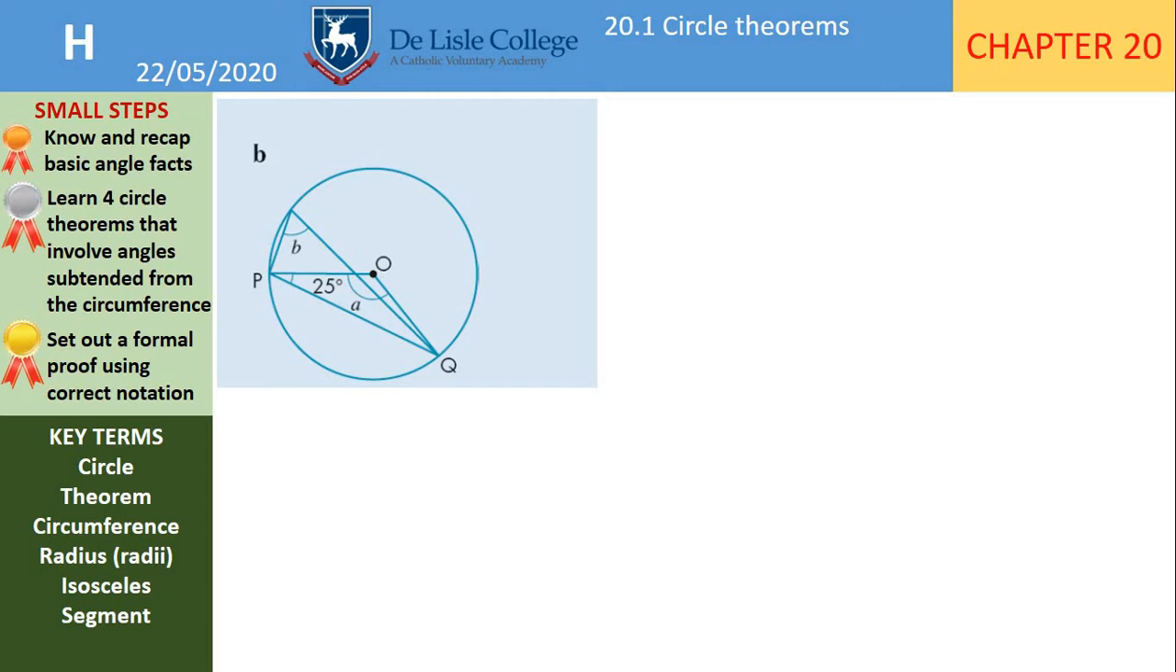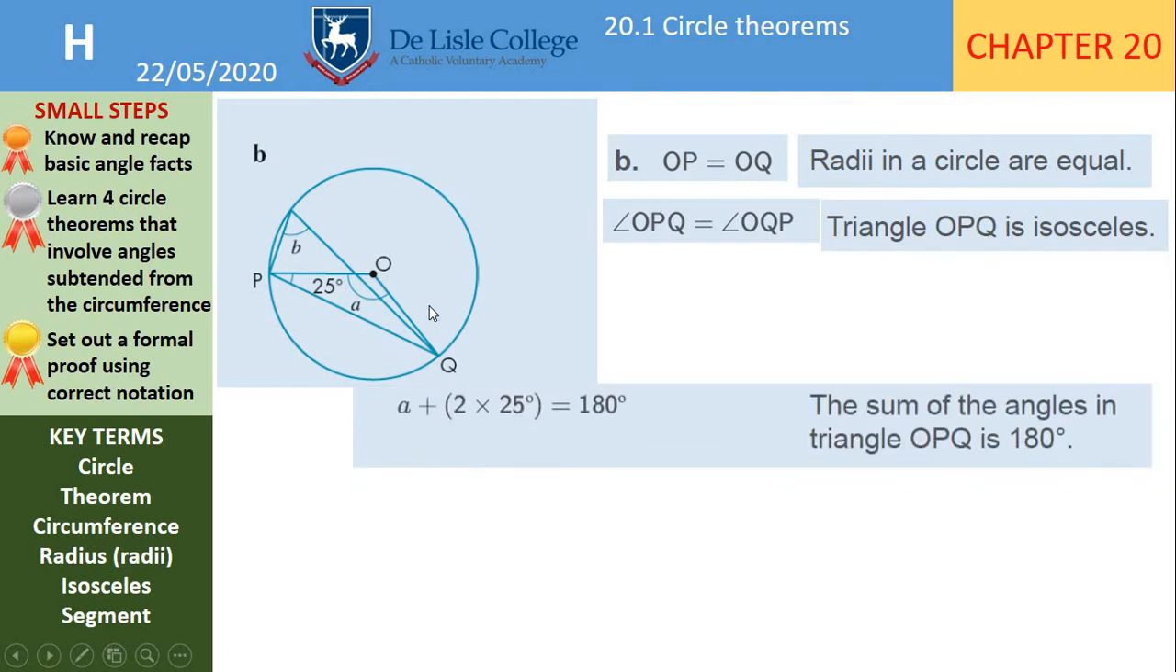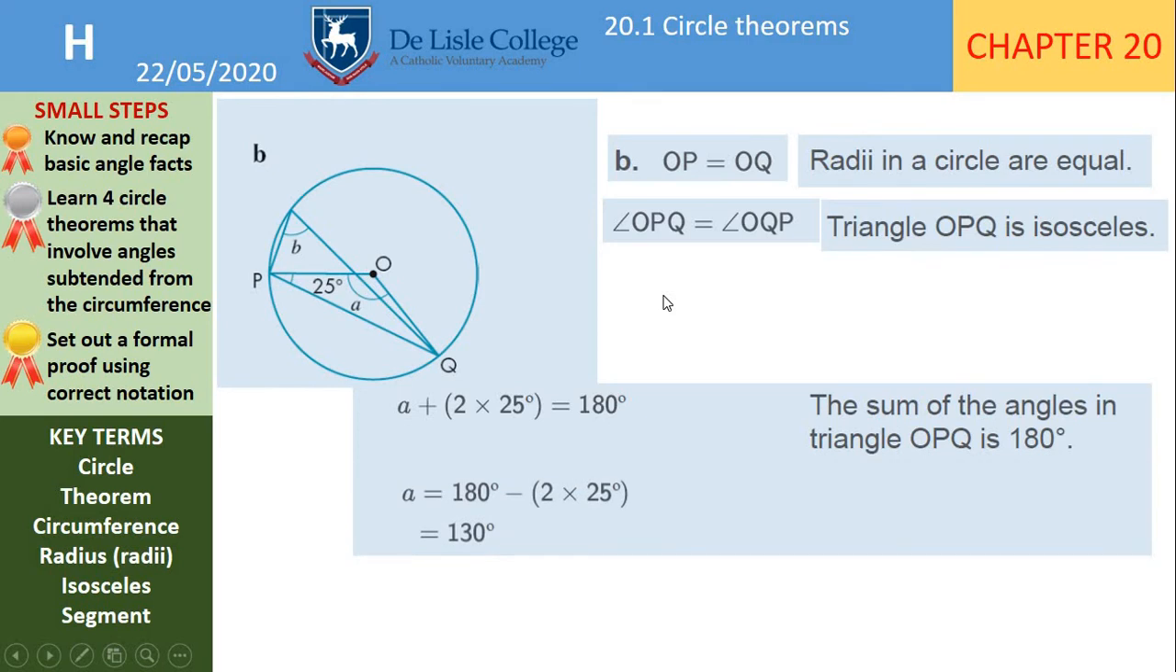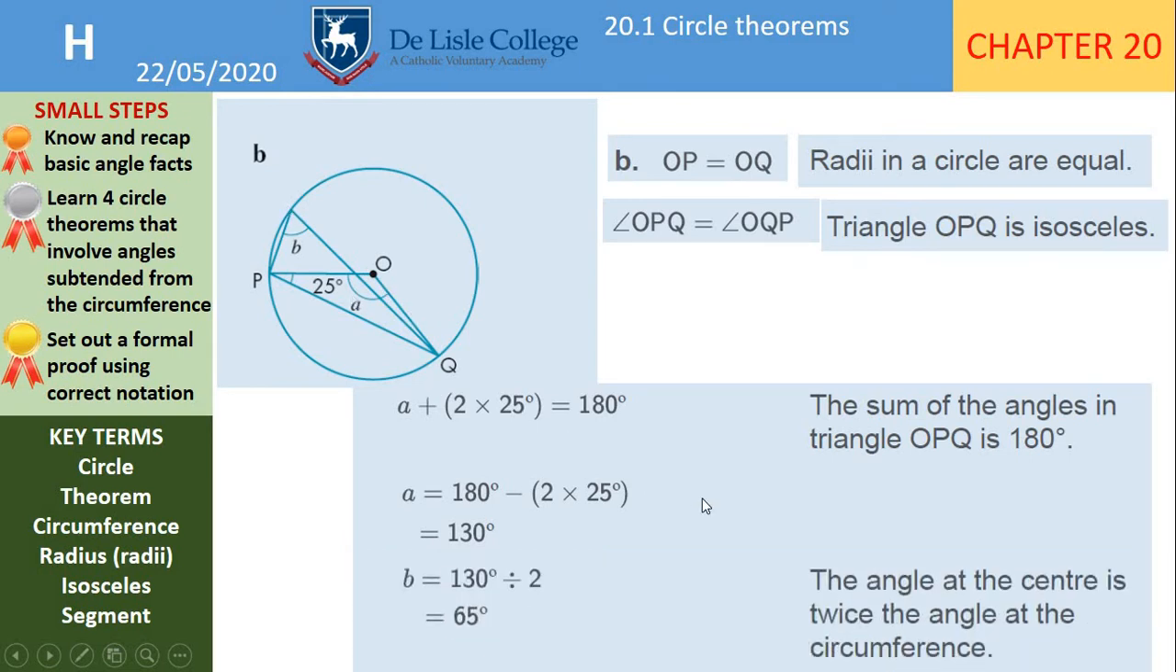Now the second example. We're going to work out question A first, or angle A first. Notice we have a triangle, it's isosceles. So it's isosceles because they're both a radius. So these two angles are the same, and therefore we can use angles in a triangle, and we end up with A equals 130 degrees. Then angle B is half the angle at the centre, 65 degrees.